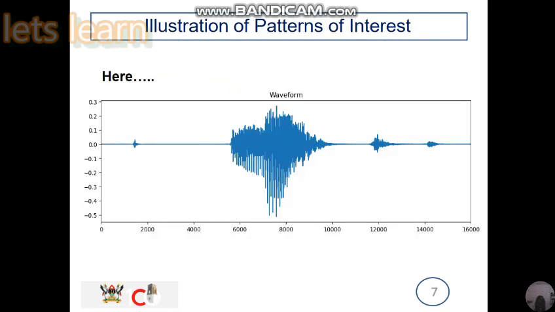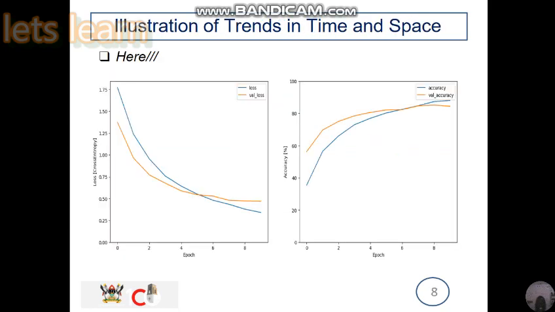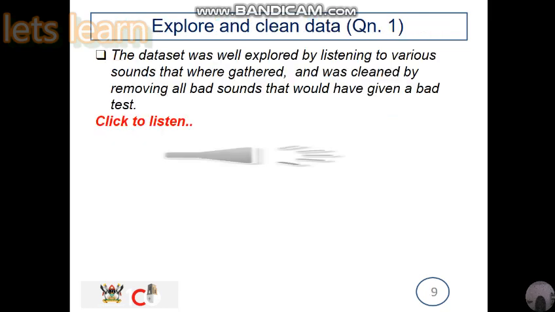Illustrations for the patterns of interest, I can give you that kind of form. That is how you can see how it interprets the voices that were generated. For the illustration of time and space, I can consider the graphs that were generated from the accuracy of my model as it was training.